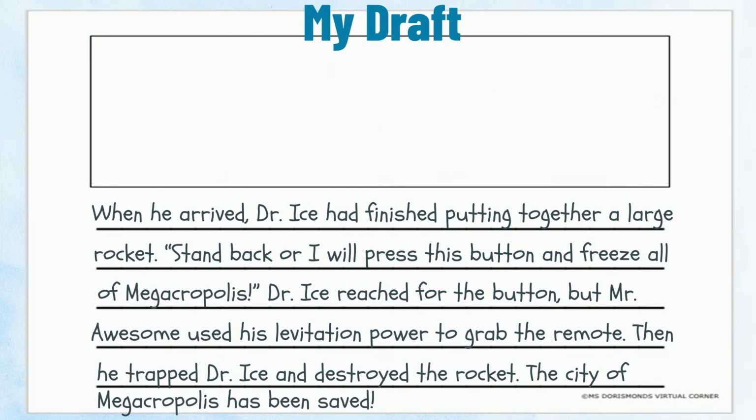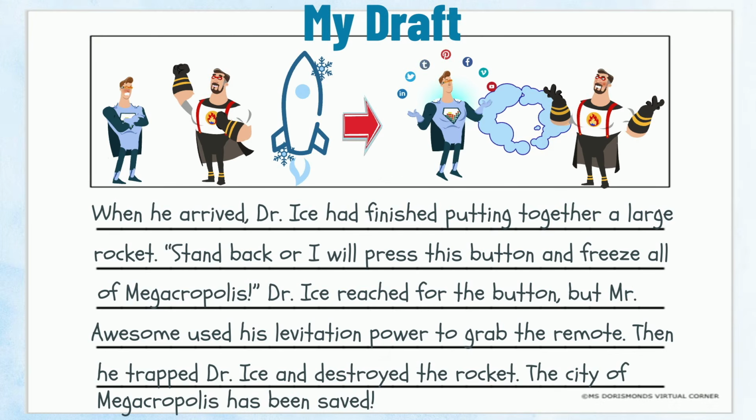Now, I'm going to write the fourth page of my draft. When he arrived, Dr. Ice had finished putting together a large rocket. "Stand back, or I will press this button and freeze all of Megacropolis." Dr. Ice reached for the button, but Mr. Awesome used his levitation power to grab the remote. Then he trapped Dr. Ice and destroyed the rocket. The city of Megacropolis has been saved.